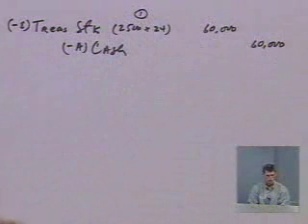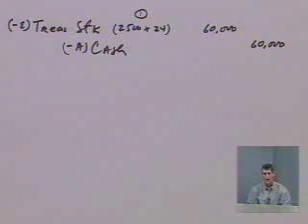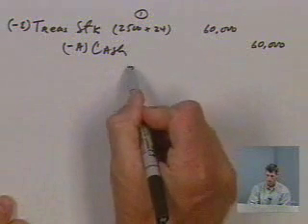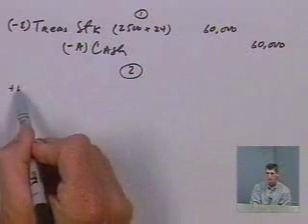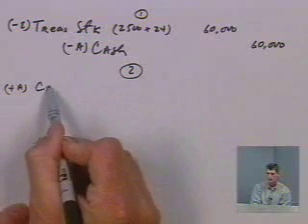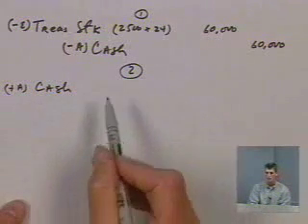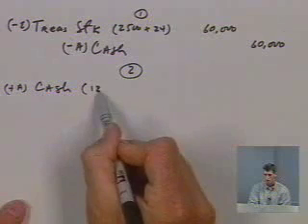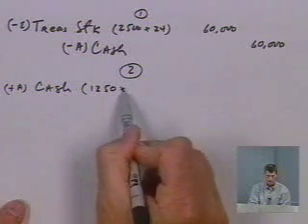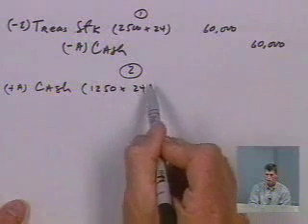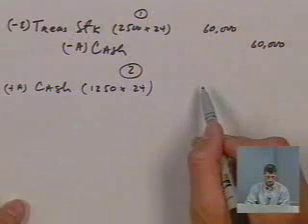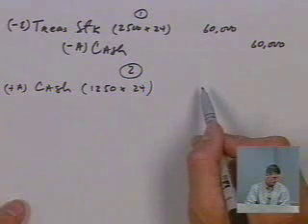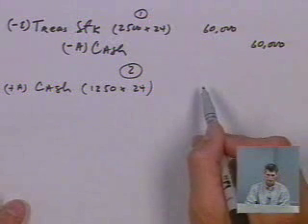Journal entry number 2 is when we sell 1,250 shares. When we sell that, what are we going to get? We're going to receive an asset called cash. How much cash are we going to get? We're going to get 1,250 shares times the price, $26, and so the amount of cash we're going to receive is $32,500.